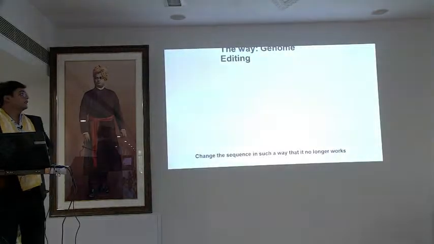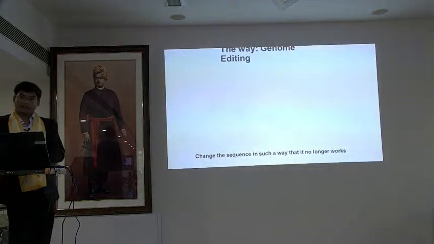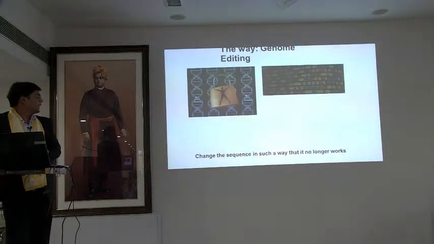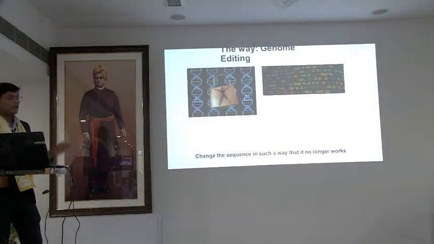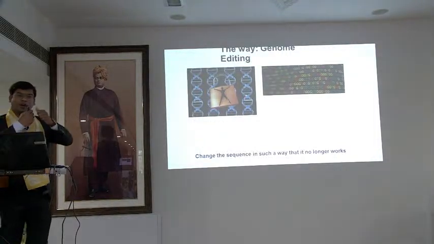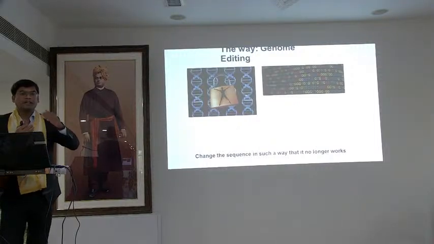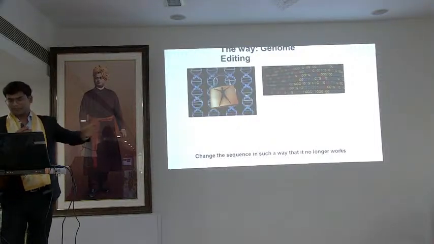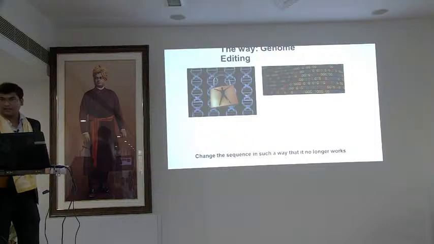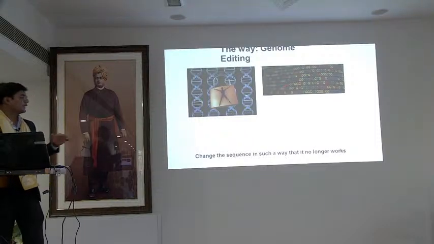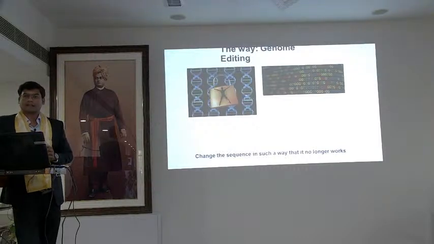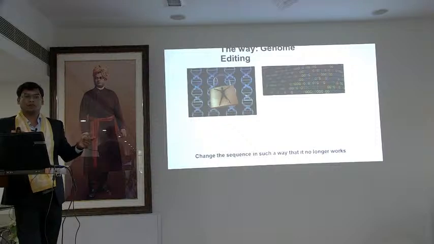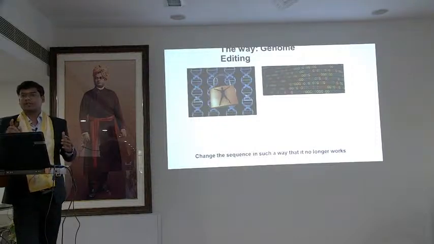The answer is, the way is genome editing. You can do that specifically. Okay, so what kind of genome editing? Suppose this portion is the gliadin gene. So you do genome editing to block that gene to prevent the production of gliadin protein. So this is the sequence of gliadin, suppose. You change the sequence in such a way that it no longer works, so it no longer produces the gliadin protein.